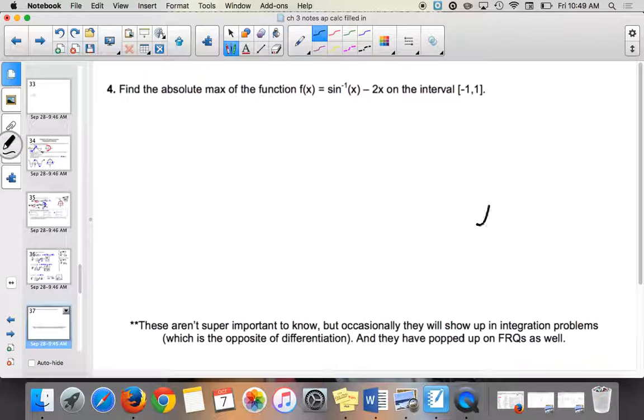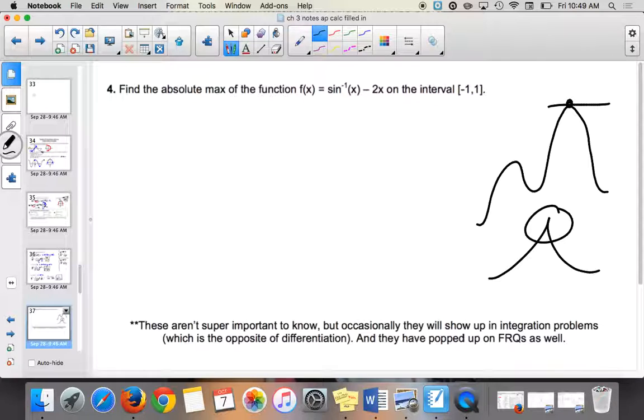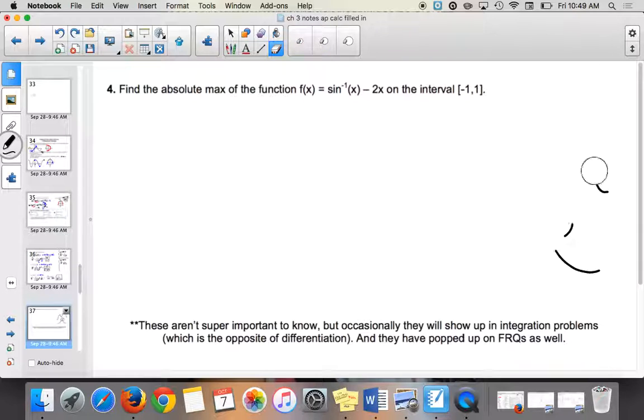So if I have a maximum of a function, usually it happens when the derivative is equal to 0, right? Occasionally it will happen at a corner or cusp where the derivative is undefined, but usually when the derivative is equal to 0. So whenever you see something that says find the absolute max or find the absolute min, you want to set the derivative equal to 0 or undefined, okay, to find what's called critical values.